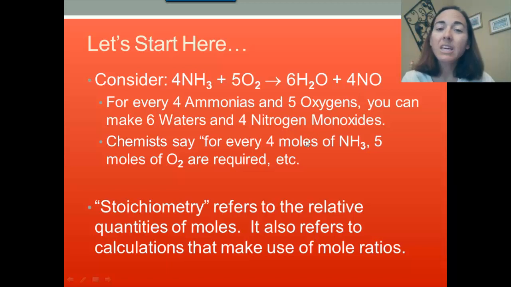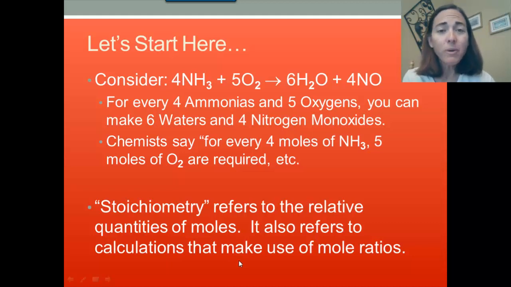Well, when a chemist looks at that balanced equation, they think the same thing, but in terms of moles. And that's really what stoichiometry is. You're comparing two of the substances in a chemical reaction in terms of moles. And the conversion that we're going to use in this chapter when we do our conversion factor problems is going to be called a mole ratio.